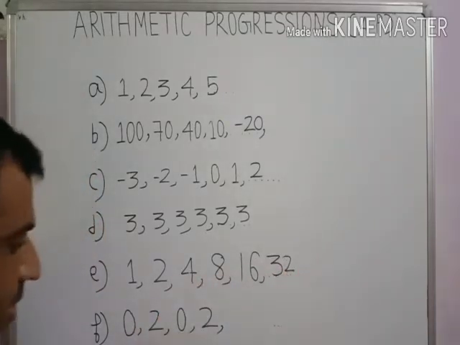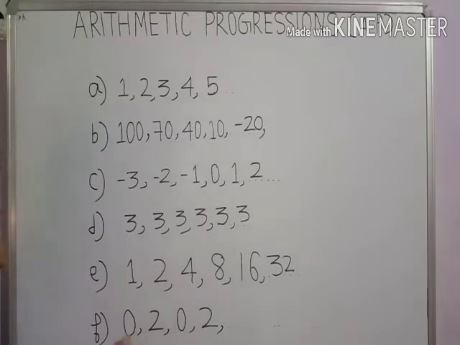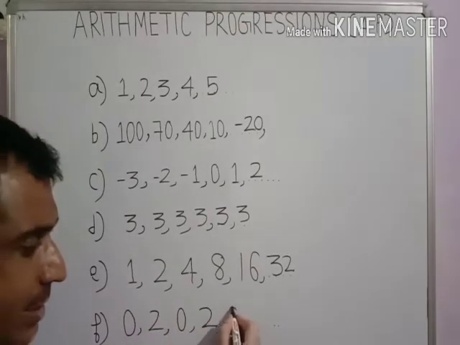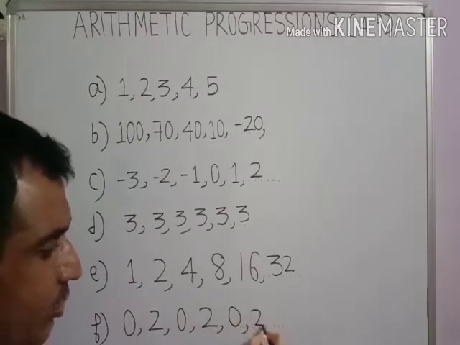You see this one, first number is 0, then 2, then once again 0, then 2. And in this pattern you can observe that 0 and 2 are repeating: first 0, then 2, then 0, then 2, then once again 0 and 2.